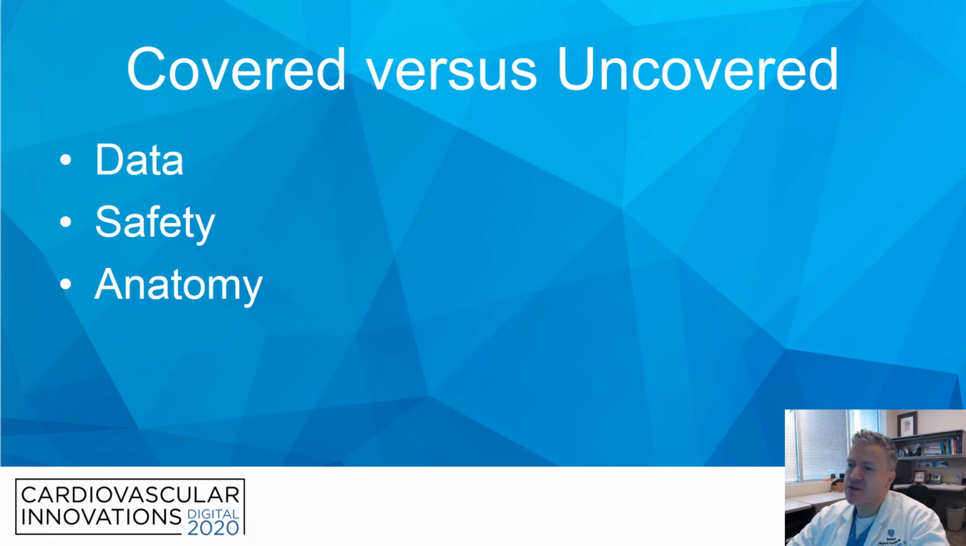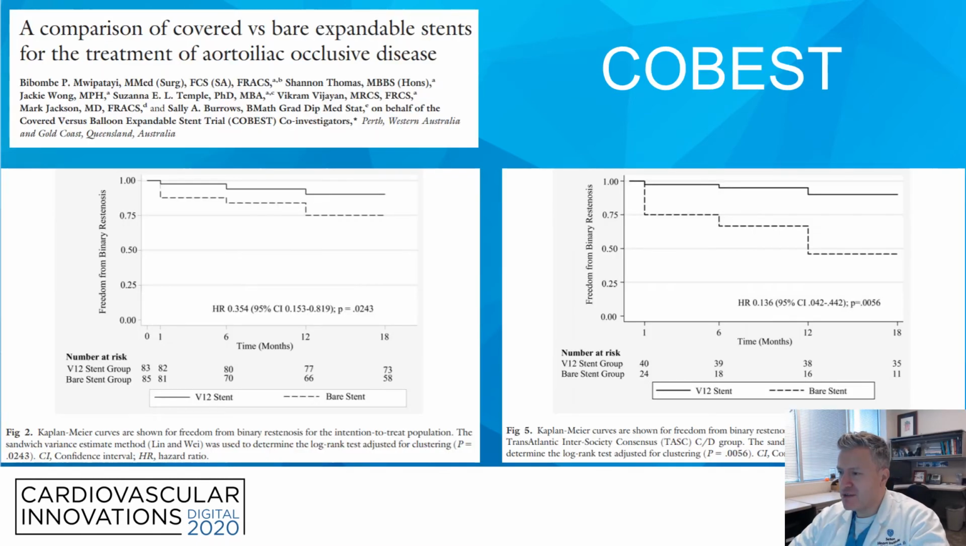Next, we'll focus on covered versus uncovered stents, thinking about some data, thinking about some safety issues, and also anatomy. So the COBEST trial, performed mainly outside of the United States, used the V12 covered stent, and indeed it demonstrated a significant benefit in terms of total binary restenosis utilizing covered stents versus bare metal stents. As we applied covered stents into TASC C and D complex cases, we see an even more dramatic benefit.